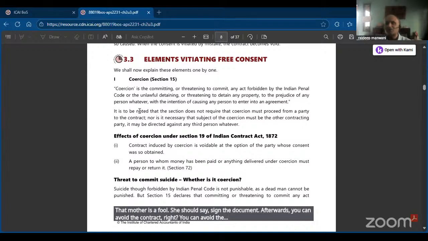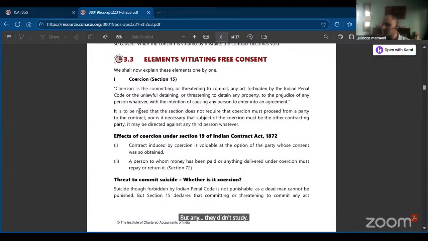Contract. Because it's coercion. They didn't study. The problem is they didn't have a teacher like me. So anyway, the coercion can be initiated against a third party. And also, it need not be initiated by the same person.